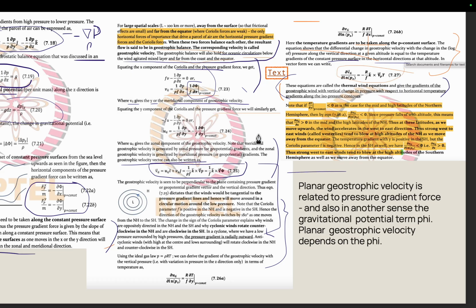In the vector form, these two components can be added, and this equation is called the thermal wind equation, where the change of the geostrophic velocity vector with the log of vertical pressure is written in terms of the temperature gradient with pressure, and the cross term with k cap and the f or the 2 Omega sin phi terms.